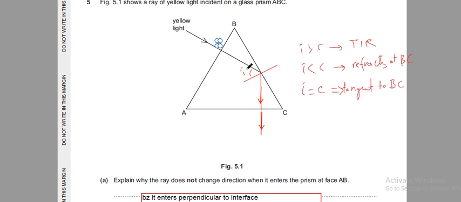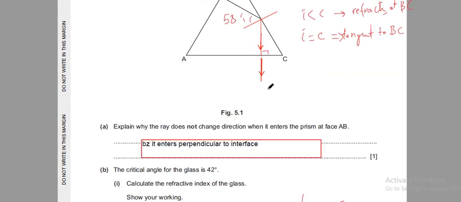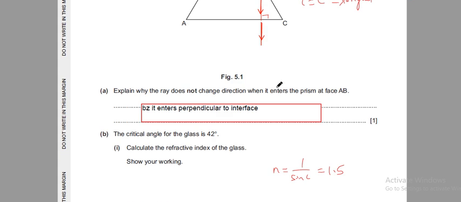So when you measure it with the protractor, you will find it is around 58 degrees. So it is greater than C, which was 42. So it will be totally internally reflected, and there will not be any refraction at the interface BC. After it is totally reflected inside the glass, it will be incident on AC, and this angle is 90, so it will pass without any refraction at AC.